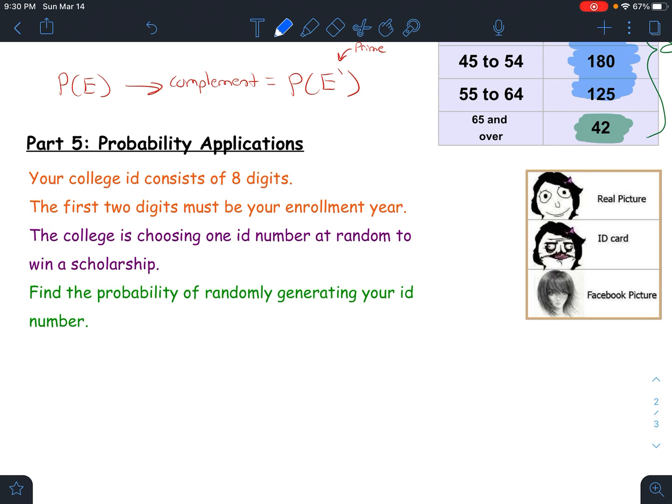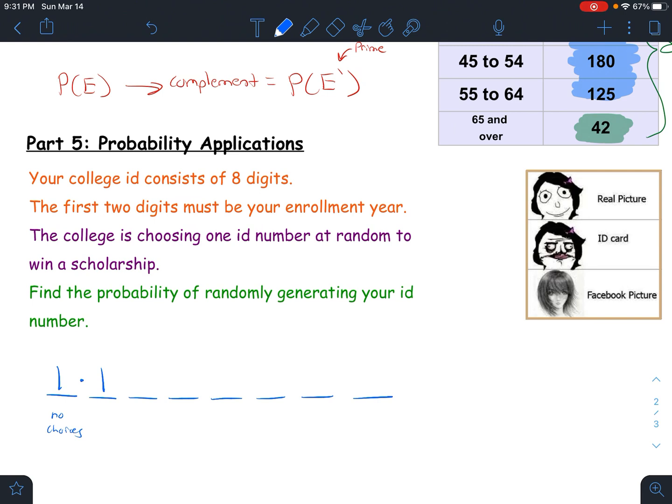Applications here. So let's say that we have a college ID that consists of 8 digits. As always, I like 1, 2, 3, 4, 5, 6, 7, 8, drawing out my 8 lines here. The first 2 digits must be your enrollment year. So we don't have any choices for those first 2 digits there. The first 2 digits are locked in. Okay. The college is choosing one ID number at random to win a scholarship. Find the probability of randomly generating your ID number. Wow. Okay.